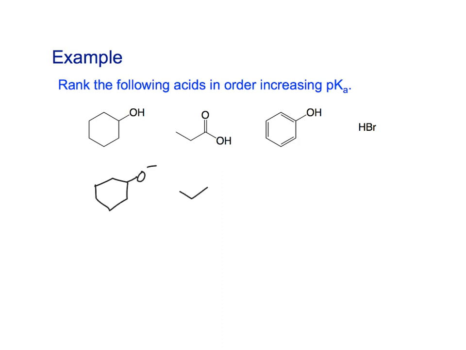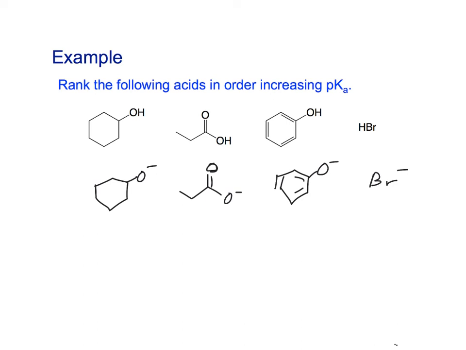Okay, that's an alcohol. This is a carboxylic acid losing its proton. This is a special kind of alcohol because it has this benzene type ring. We'll figure out why it's special in a minute. And here's hydrobromic acid with Br minus. All right, so how do we approach this? We want to rank the acids.